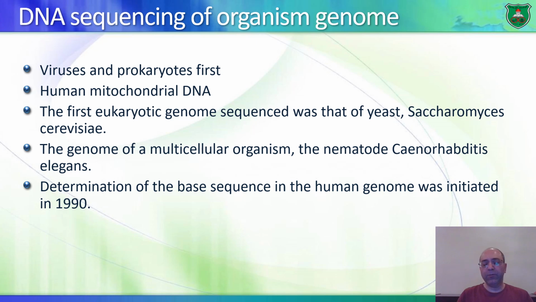Now, a brief history. Determining the sequence of genomes, of course, started with simple organisms, simple genomes like viral genomes and bacterial genomes, because they were small and easy to handle. Then mitochondrial DNA was sequenced, followed by simple eukaryotes like yeast, the yeast cell model system, Saccharomyces cerevisiae. Then the genomes of multicellular organisms were sequenced as well, like C. elegans, which is a worm. And we learned a lot from this worm.